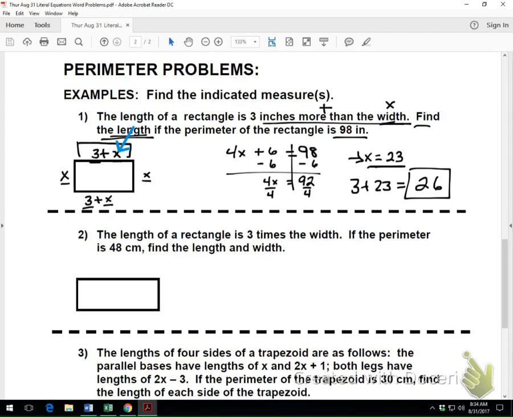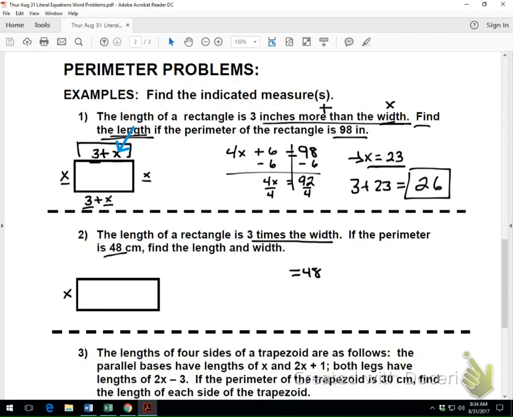Okay. Number 2. It says the length of the rectangle is 3 times the width. If the perimeter is 48, find the length and the width. So obviously it's going to equal 48 in the end. Now let's look. What is our width? Do we know what our width is?